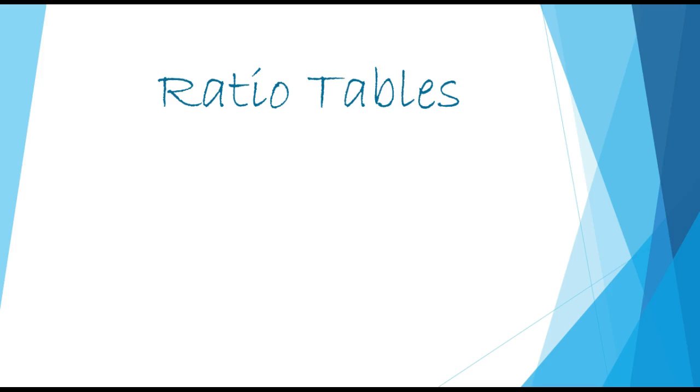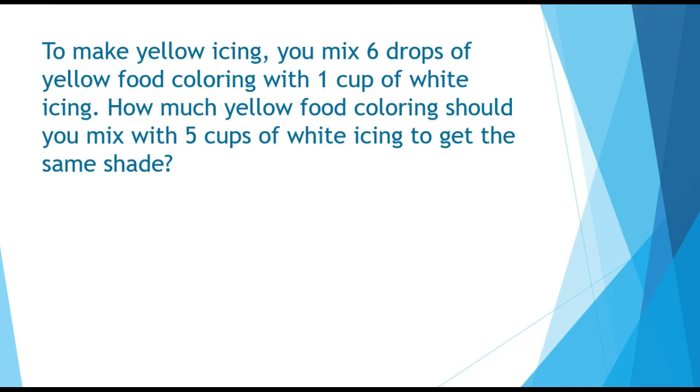So let's get started. Okay, now to make yellow icing, we need 6 drops of yellow food coloring for every 1 cup of white icing. So does this sound kind of familiar? Sound maybe kind of like a ratio? Good. So we have 6 drops of food.